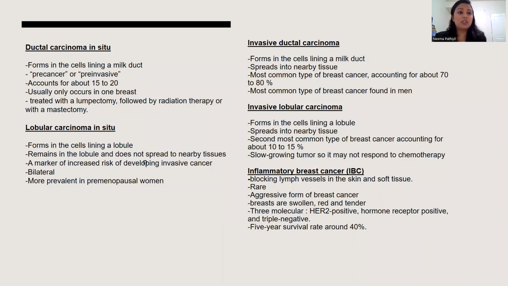Let's start with ductal carcinoma. These are primarily seen in one breast and usually treated with lumpectomy, radiation therapy, or mastectomy. Whereas lobular carcinoma is more bilaterally seen and more prevalent in premenopausal women. Invasive ductal carcinoma is the most common type and accounts for about 80%, and it is also the type most commonly seen in men. Invasive lobular carcinoma is the second most common type of breast cancer.